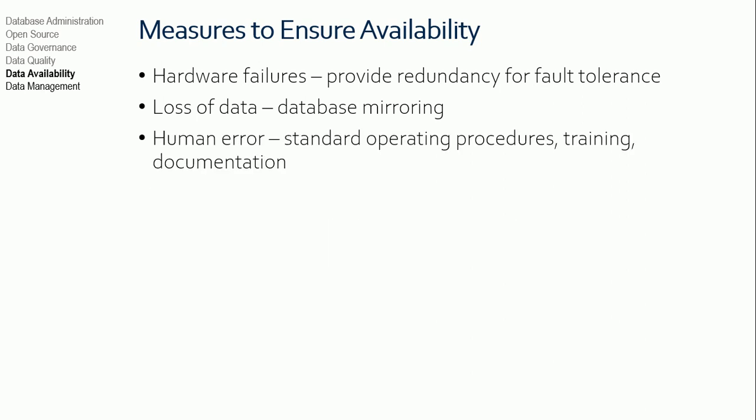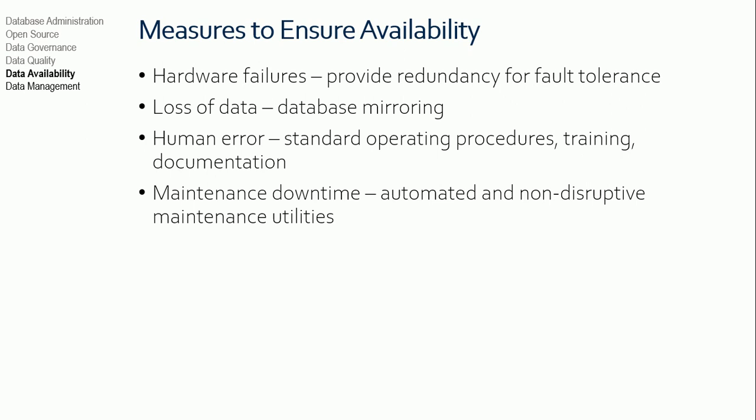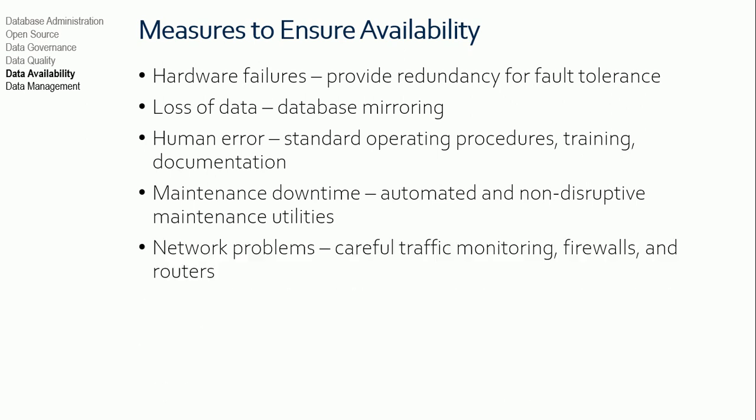You have human error. Somebody accidentally deletes records or puts the wrong data in, right? Maintenance downtime. It could be automated. It could be non-destructive, hopefully. Maintenance utilities, for example, but that could also affect our availability for our data. And then network problems. All of this stuff has to traverse a network. You could have failures in firewalls, routers. You could have network downtime for all kinds of reasons. Somebody operating the backhoe in the parking lot cuts the fiber, right? So all kinds of things could affect our availability that we have to think about.